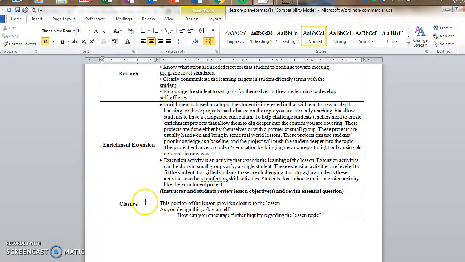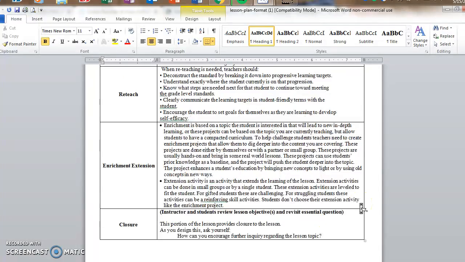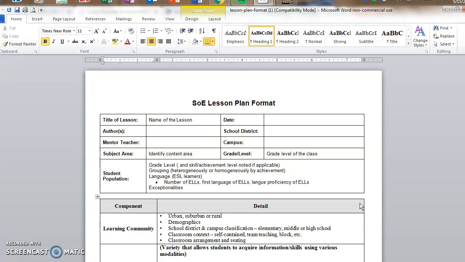And finally, we have closure. This portion of the lesson plan provides the closure to the classroom, to the lesson. As you design this, ask yourself, how can you encourage further inquiry regarding the lesson topic? And this concludes our lesson plan format.